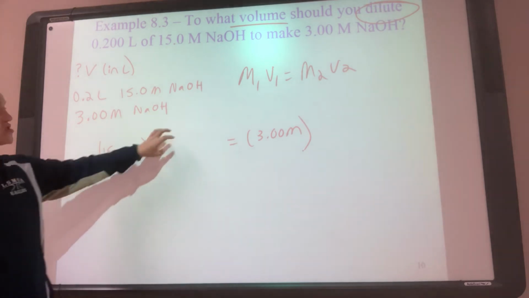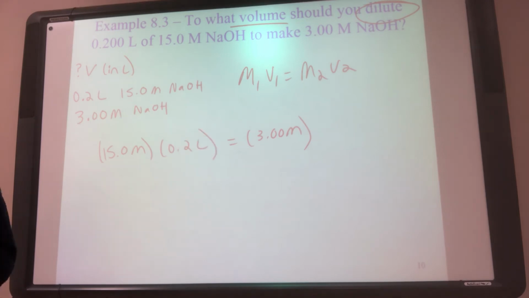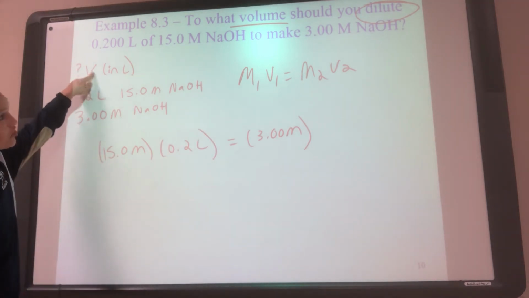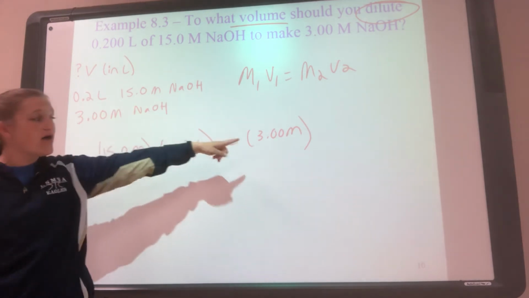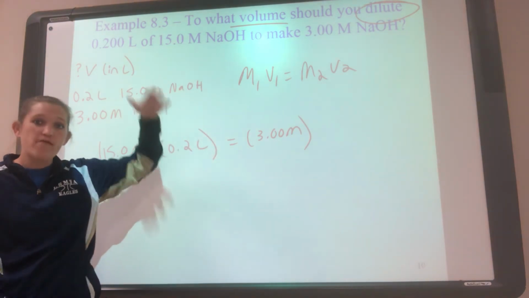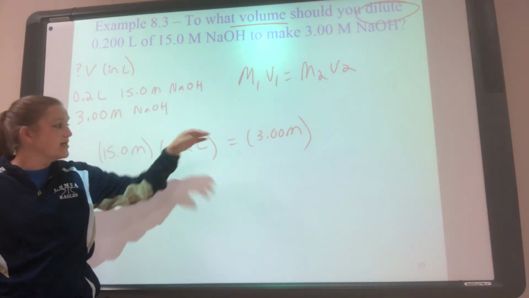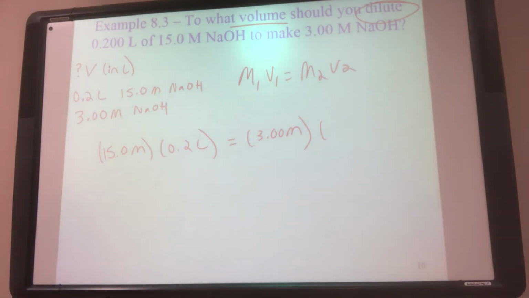And then do I know how much of the 15 I have? Yeah, I have 0.2. And then I'm looking for, it said, to what volume should you dilute it? So what I'm trying to find out is how much I should add to this to figure out how much I would need to fill it up to. So I'm adding water to what volume? What volume do I need to add water to make my concentration? So this is my question mark. This is what I'm looking for.